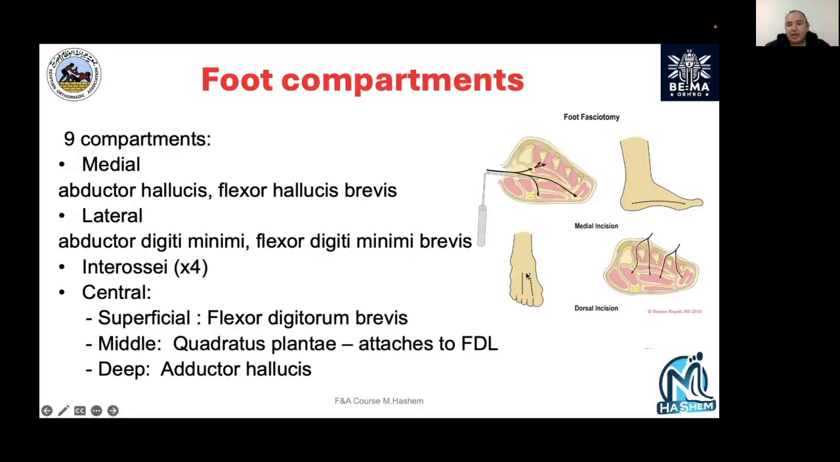If you want to open them, you have to open them from 3 incisions: a long medial incision, and incisions over the second and fourth metatarsal. The second and fourth metatarsal incisions allow you to go to the interosseous compartment, deep and middle compartment, medial and lateral, and the medial one allows you to go to the deep, intermediate, and superficial central.